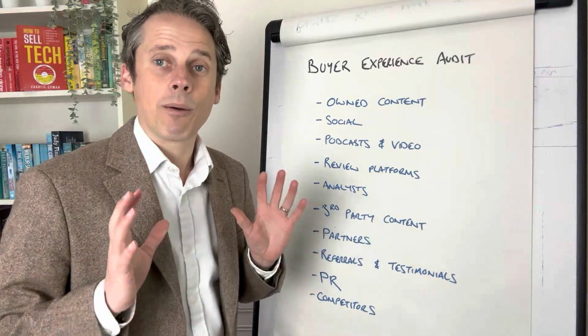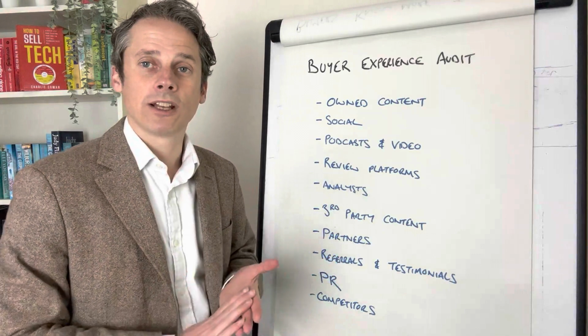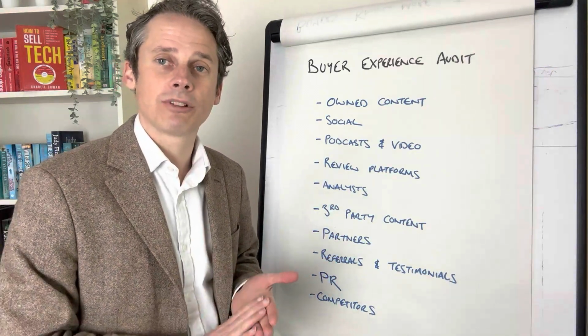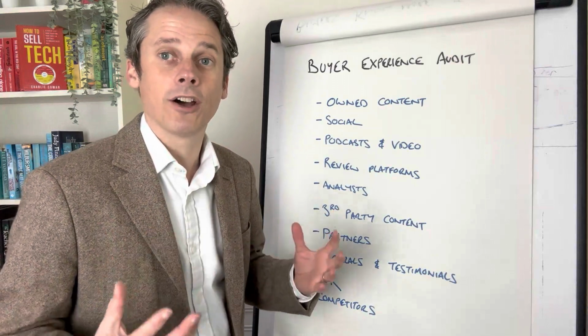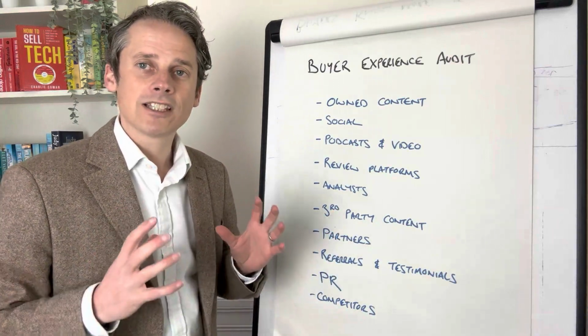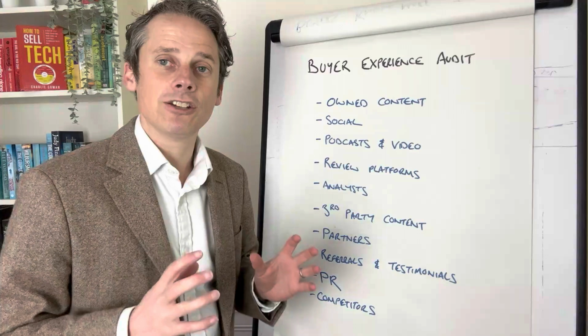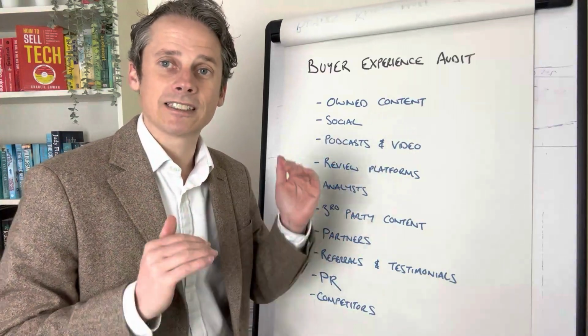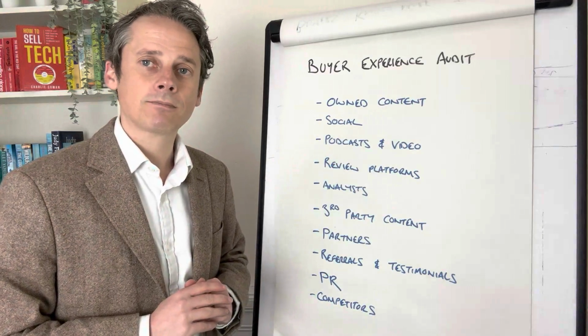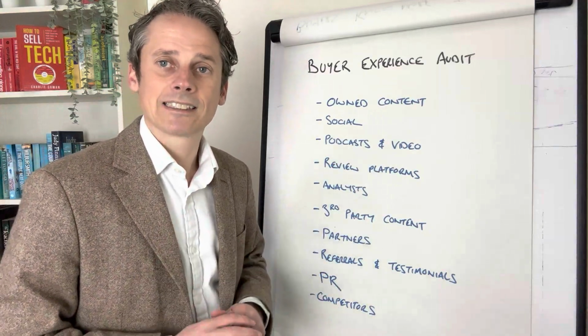We'll then look at product review platforms. That might be G2, Trust Radius, Capterra. It might be the Gartner Peer Index. These are the types of sites that buyers are using to help rationalize 50, 100 different vendors to get to a shortlist. I'll look at analysts.